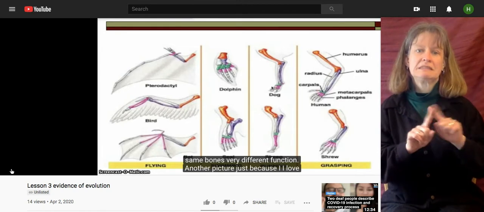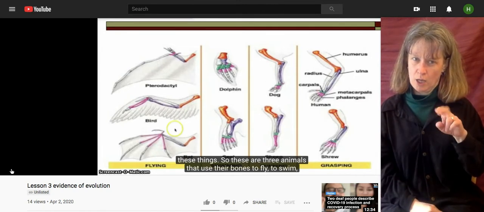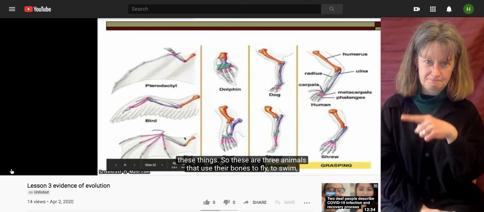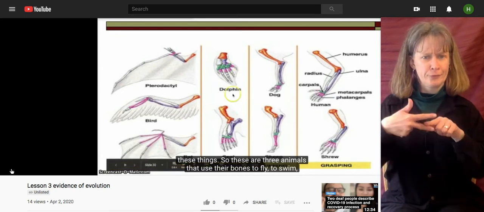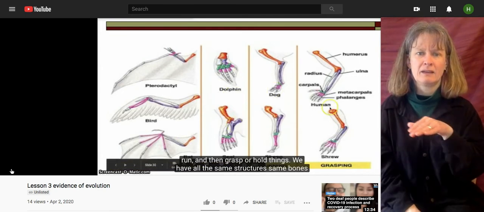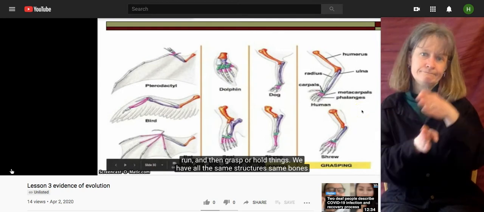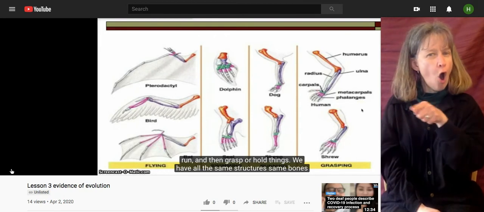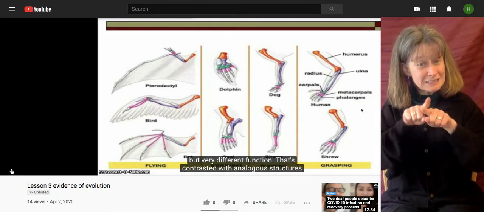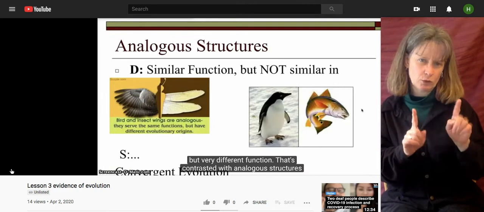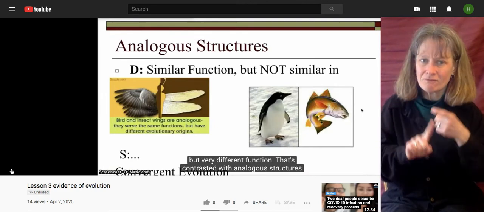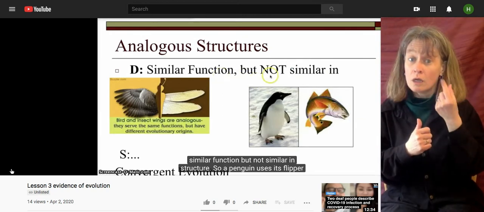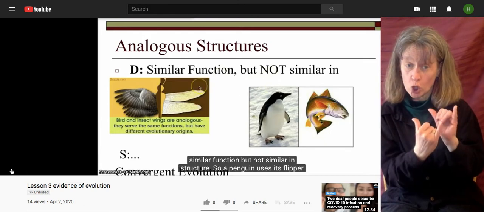Another picture, just because I love these things. So a bird, these are three animals that use their bones to fly, two that swim, run, and then grasp or hold things. We have all the same structures, same bones, but very different function. That's contrasted with analogous structures, similar function, but not similar in structure.